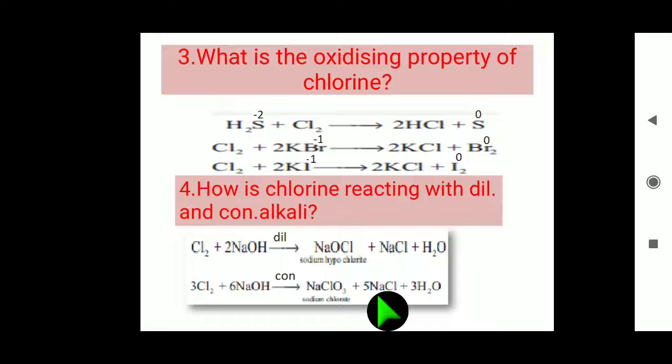Sodium chloride, sodium chlorate, NaClO3, sodium chlorate will form with the sodium chloride and water. Okay, here 3:6 ratio we have to take. So 1 mole of sodium chlorate, then 5 moles of sodium chloride, then water. NaClO3 means sodium chlorate, chlorates, sodium chlorate.